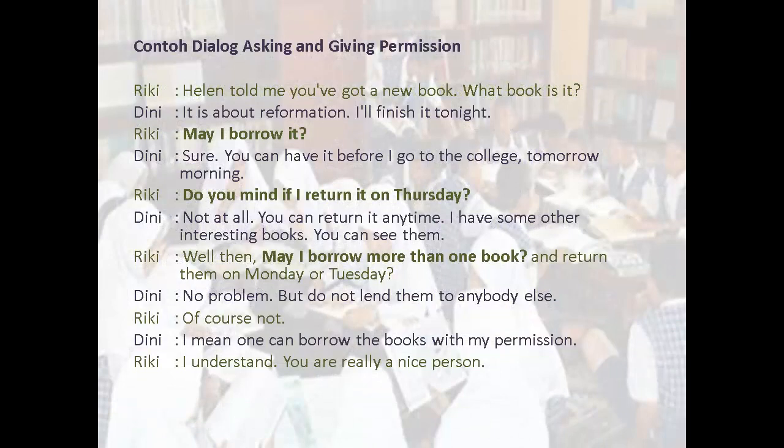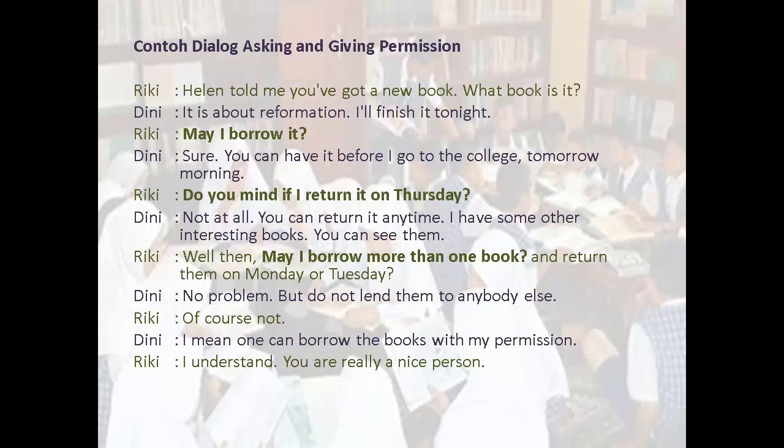Okay, I give you an example of a dialogue asking and giving permission. Helen told me you've got a new book. What book is it? It's about reformation. I'll finish it tonight. Might I borrow it? Sure, you have to return it before I go to college tomorrow morning. Do you mind if I return it on Thursday? Not at all. You can return it anytime.